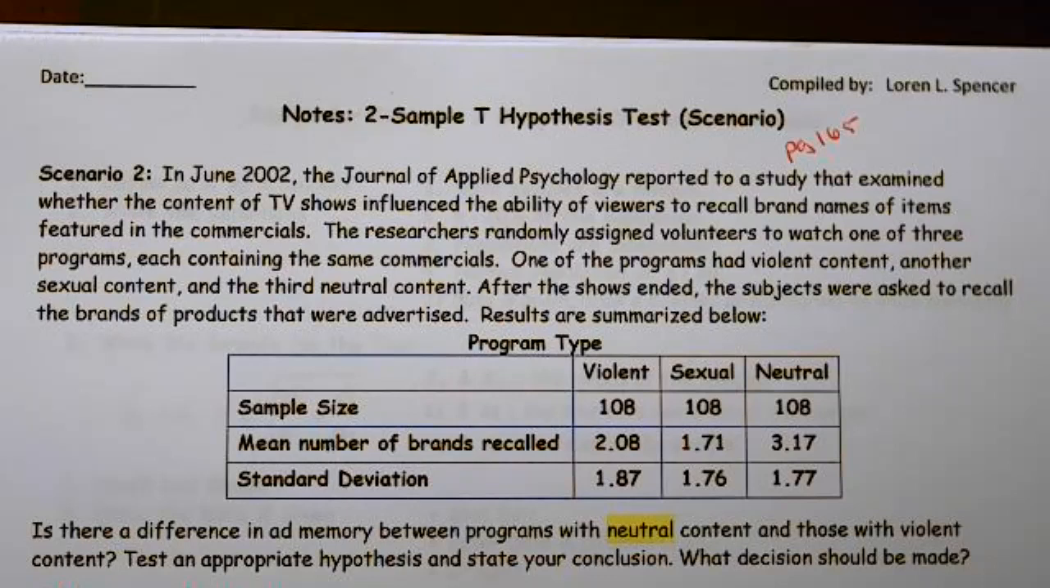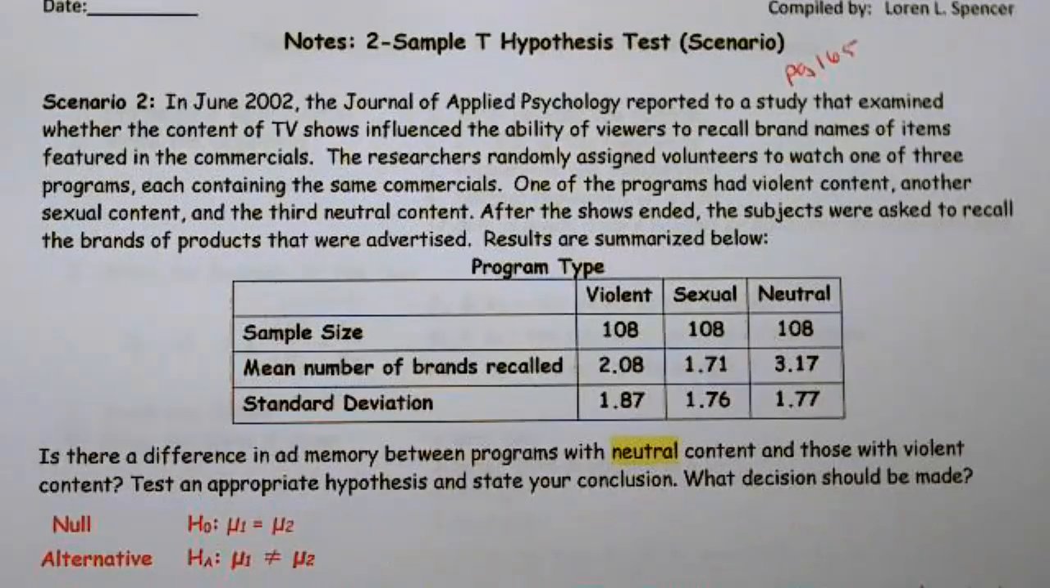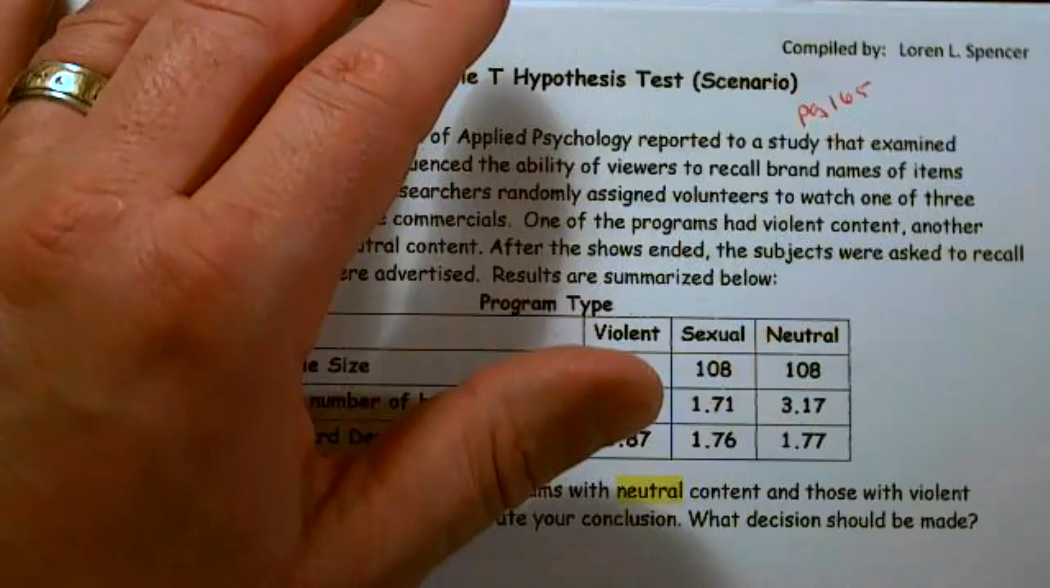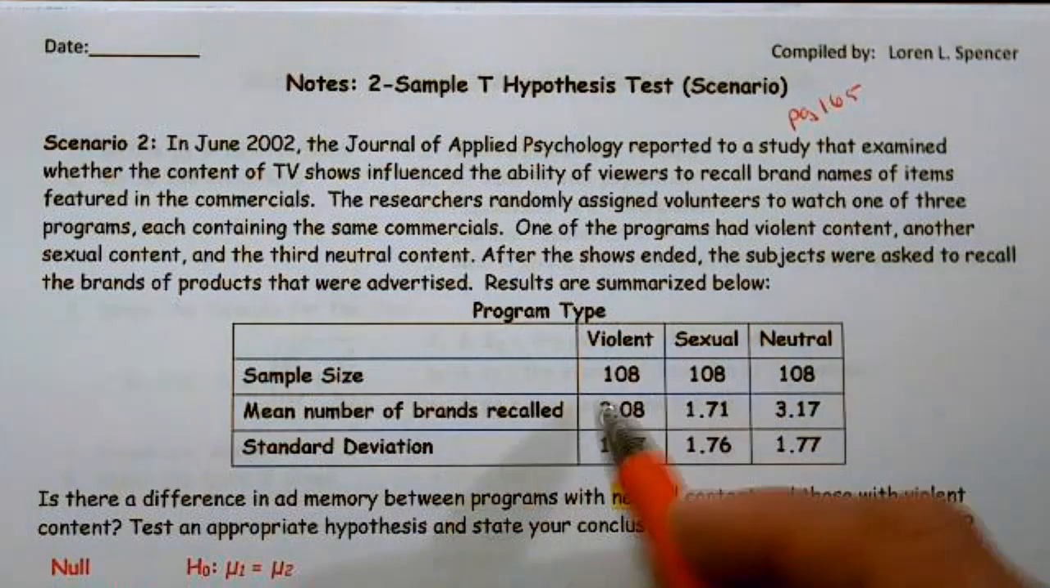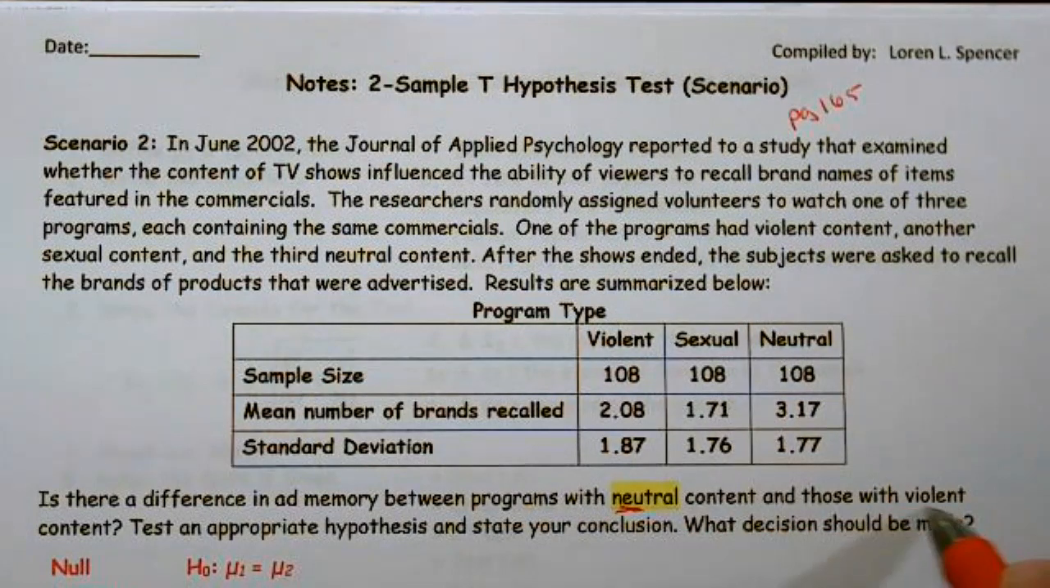Results are summarized below. And obviously, this is going to be something of interest to the advertiser because they're going to want to know with what type of program to spend most of their advertising budget on. So is there a difference in ad memory between programs with neutral content and those with violent content? So we're going to focus on neutral and violent. Test an appropriate hypothesis and state, at your conclusion, what decision should be made.